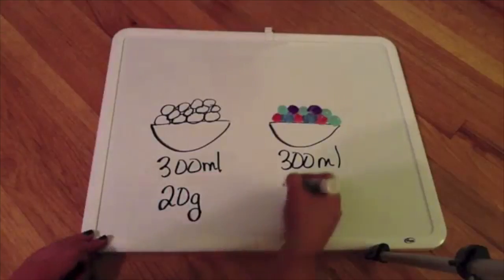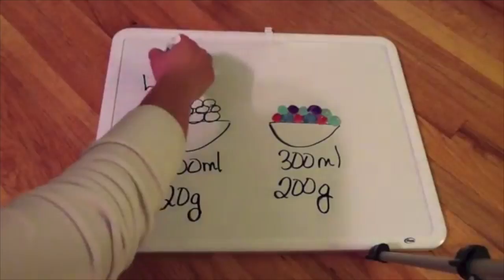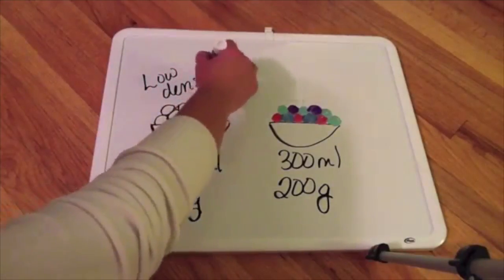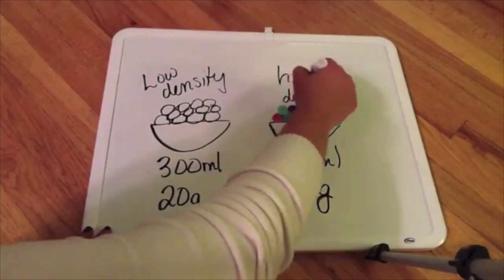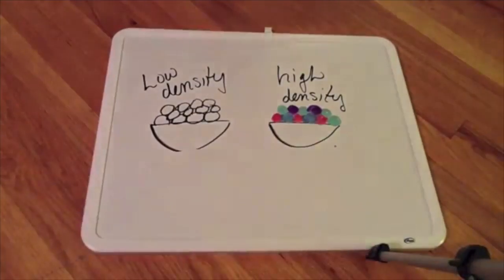So the mass of the bowl of cotton balls is 20 grams and the gumballs is 200 grams. So that means the bowl with the cotton balls has low density and with the gumballs has high density. So if the volume is the same, the one with more mass has more density.